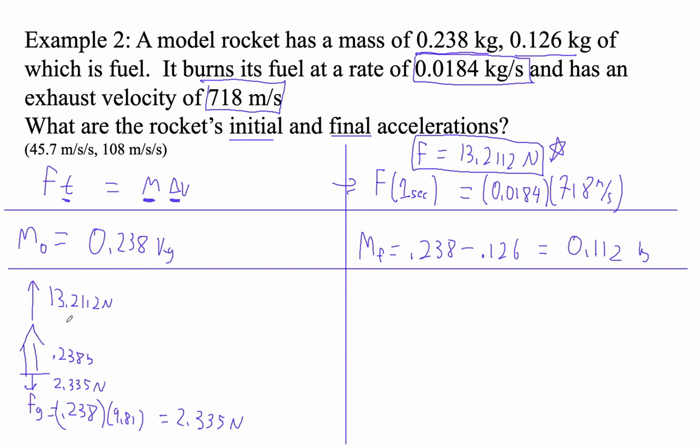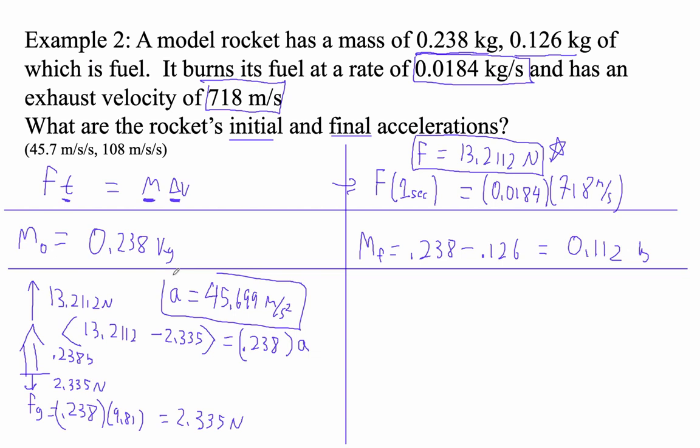And now we're all set. We're going to go 13.2112 minus 2.335 equals 0.238 times A. All right, I can do this. The upward force, I've got that, minus this, divided by 0.238. I'm getting 45.699. All right, all we have to do is solve this one here.